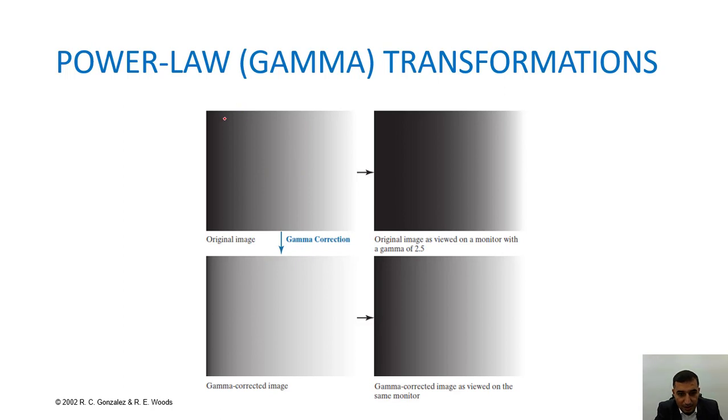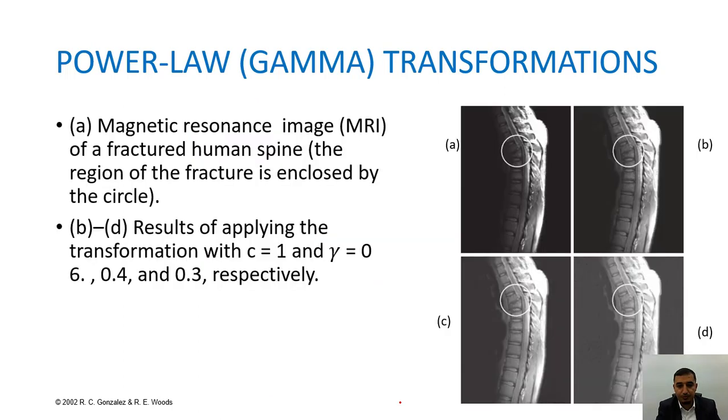You can see that here the dark is a lot. Here it's spread much better. Here is also the image after it is done. You can see that here the dark is taking much more, and here it's spread much better. So the gamma corrected the image as viewed on the same monitor. Here is the original image, and here is the gamma image.